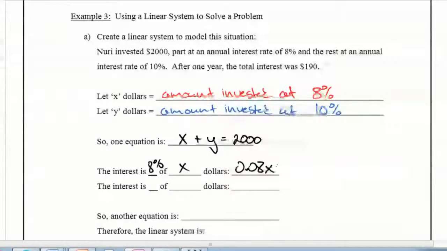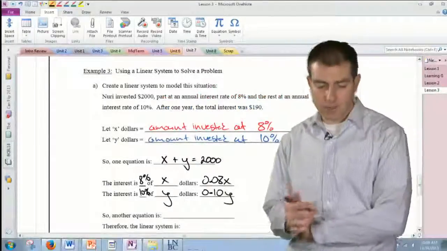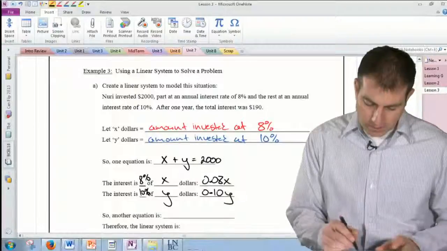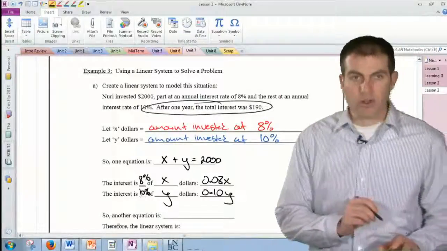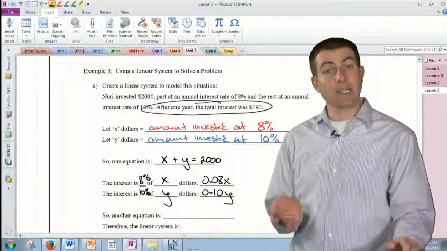It's going to give us that. Then we have this 10%. So we have y dollars, or 0.10 times y. So all we're doing is just trying to take this, I guess it's second piece of information here. We've earned $190. We're trying to make an equation out of that.